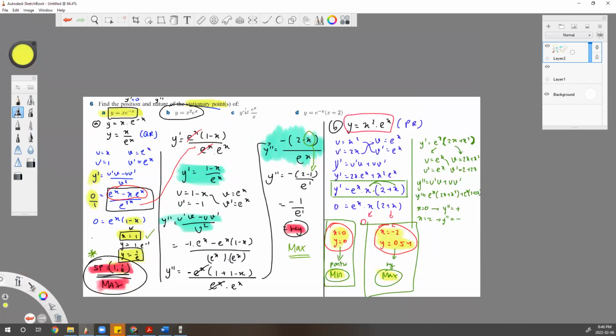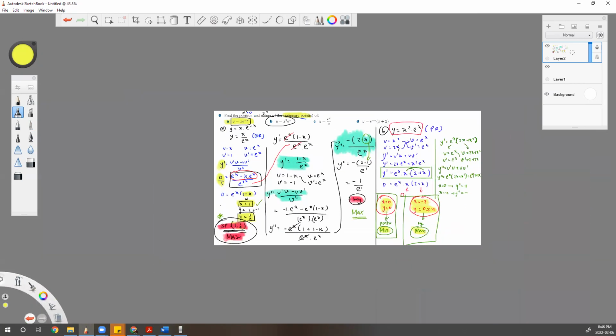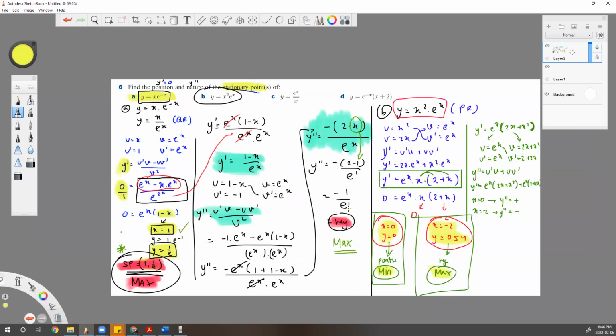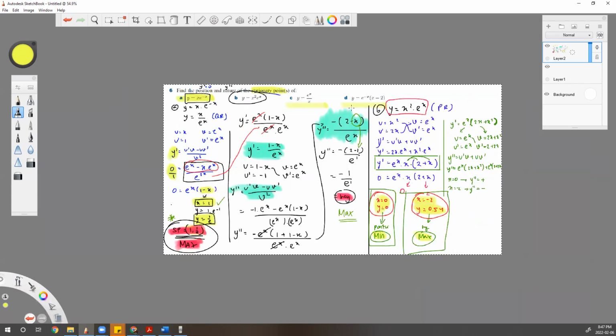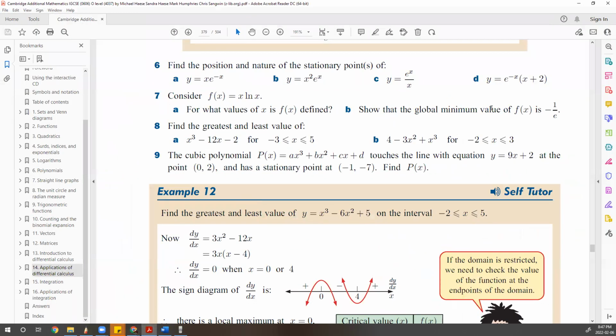Now, for question C, it is similar with A, and for question D, it is similar with B. Okay, I don't think I need to explain about this further. About C and D, I think you can do it on your own. By the way, this is not being marked, so you know the logic, and it is enough. Okay, if we have more time, we can discuss 6 CD. Now number 7.